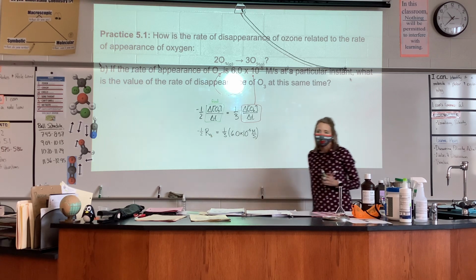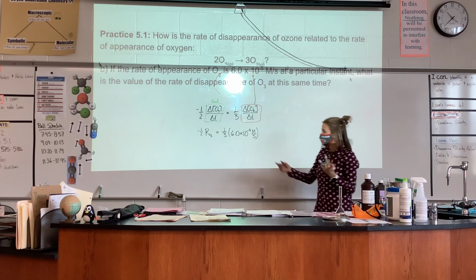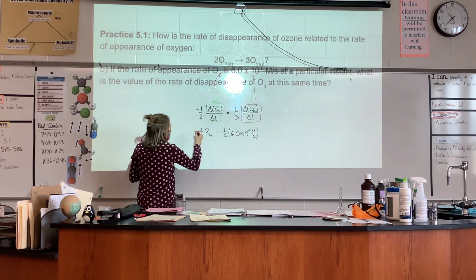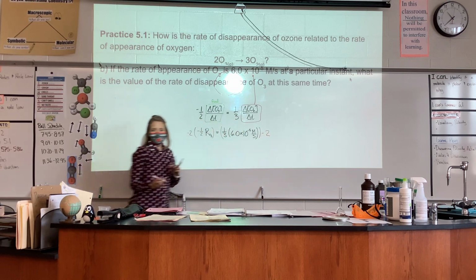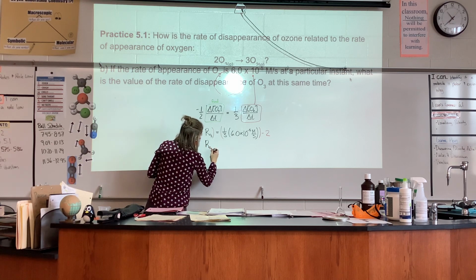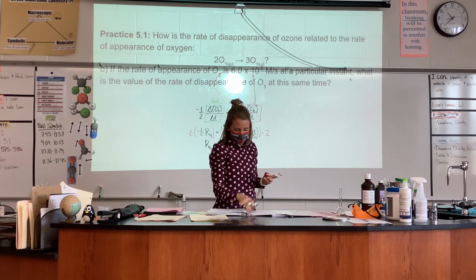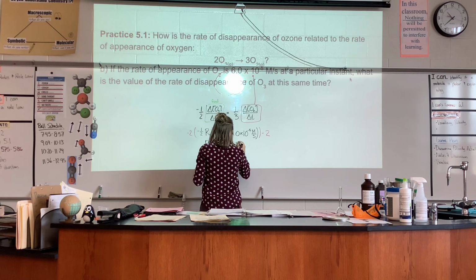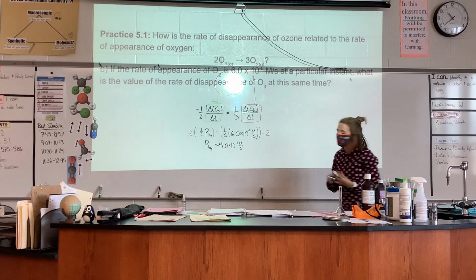How do I get R by itself? Good, so you could either divide by negative 1/2 or multiply by negative 2. Okay, so plug that in. So I get that the rate of O3, should we plug that in correctly? I got 4.0 times 10 to the negative 5. Oh, thank you. Negative 4.0 times 10 to the negative 5 molarity per second.